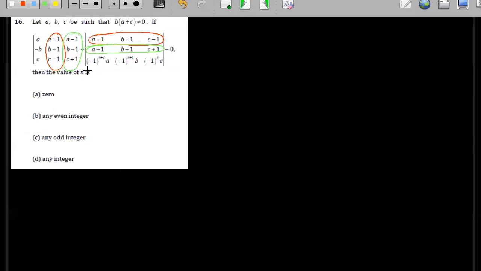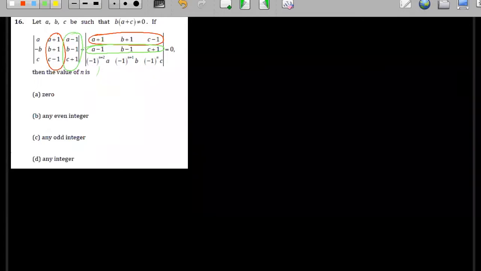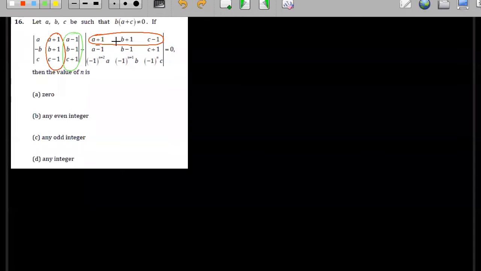So one thing we know is that if I take the transpose, then this matrix will get transformed into a matrix determinant somewhat of this form. So what I'll do is take the transpose of this.